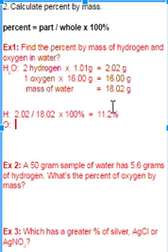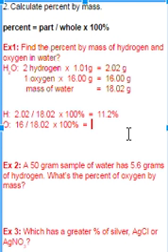100% minus 11.2, or I could take the 16 and divide by the 18.02 times 100%. And either way I do it, I should end up with, it looks like here, 88.8%.